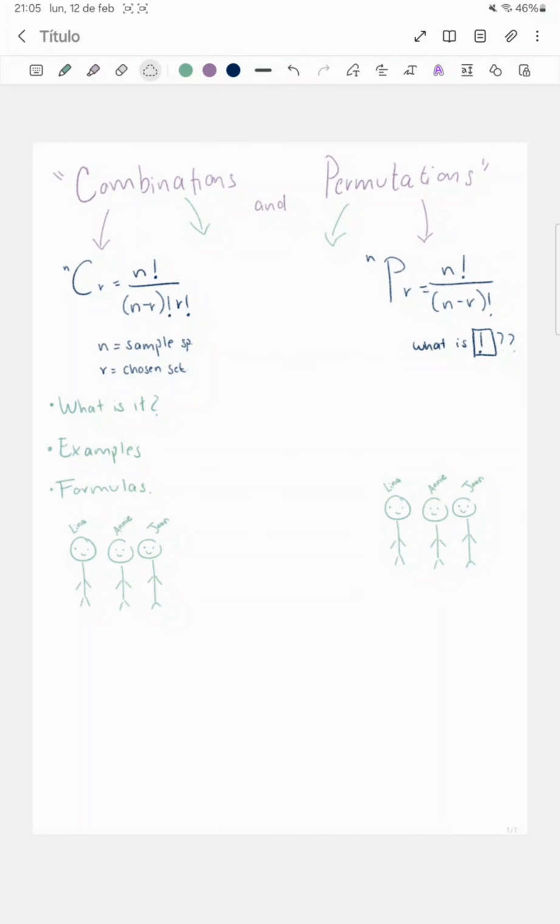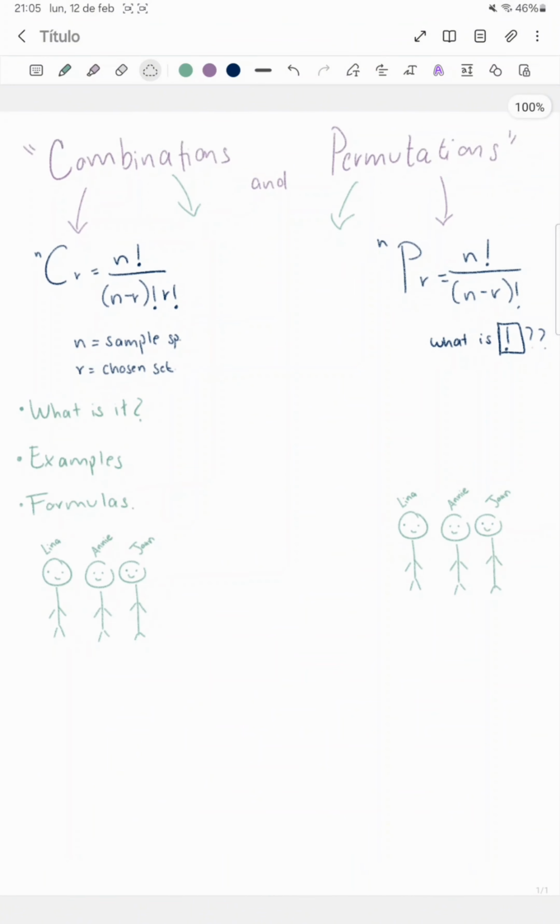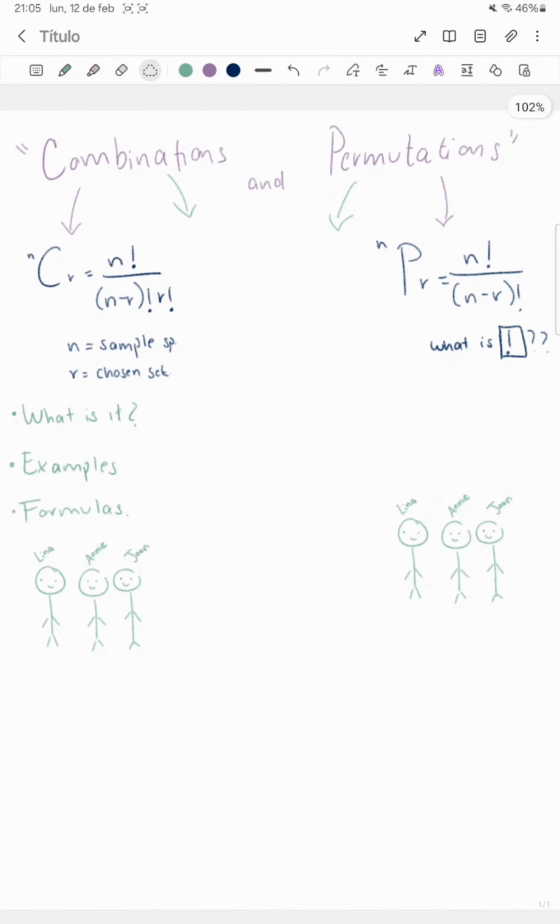Hi, I am Andrade Paz, and today I'm going to teach you about combinations and permutations. So in this video, we're going to review what combinations and permutations are, some examples, and also their formulas. So with that, let's start with the definition of combination.